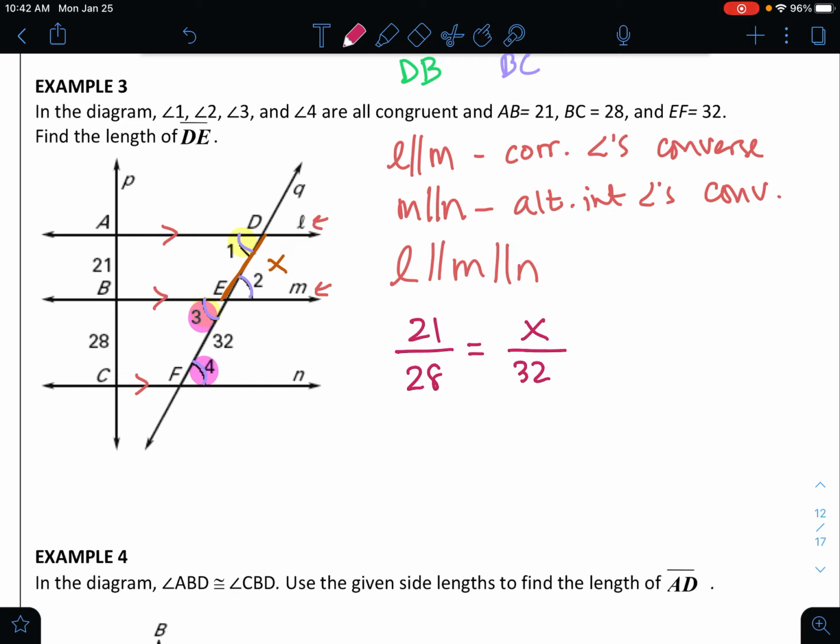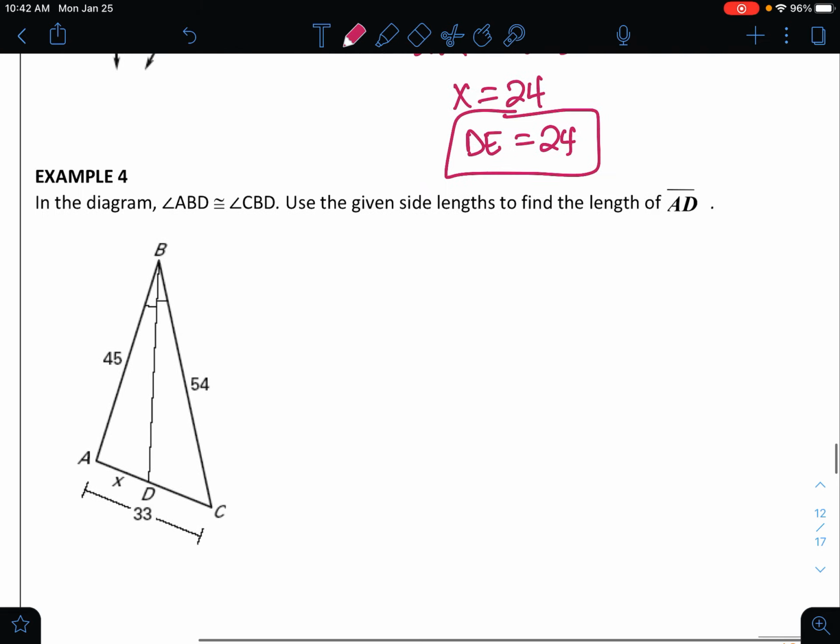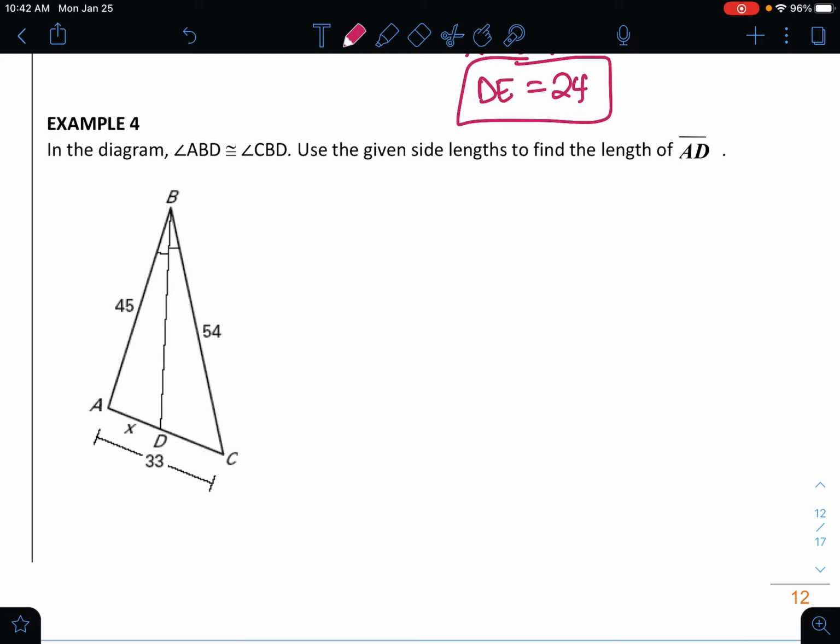Okay, and so now from here, we cross multiply. So that will give me 28x equals, so I need to do 21 times 32. 21 times 32 is 672. And then divide by 28 gives me 24. So DE equals 24. Okay, so that's that first theorem. Let's take a look at the next example. Will help us process through the second theorem.